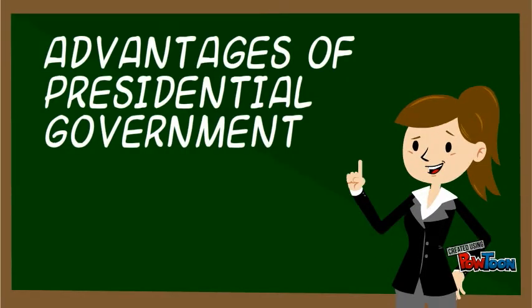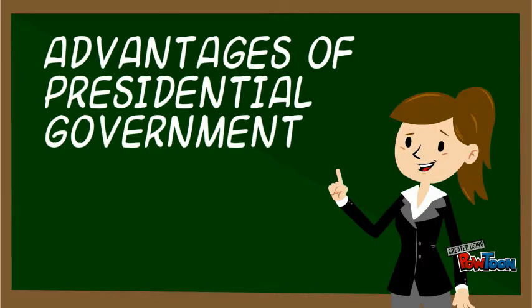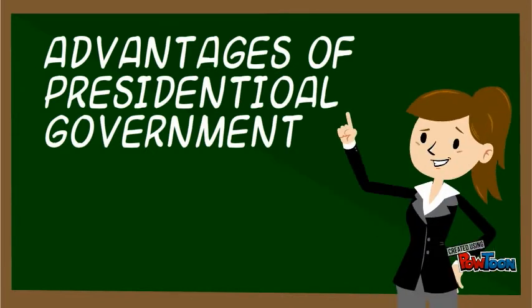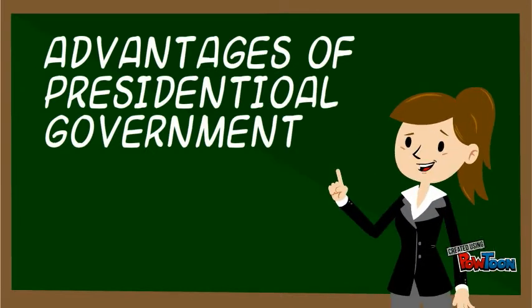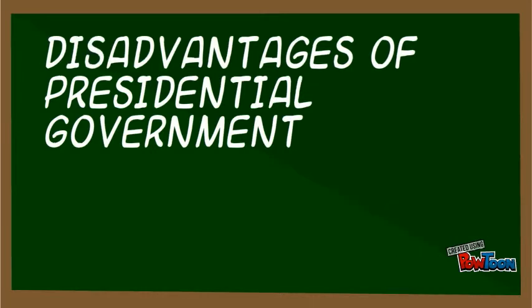Advantages of presidential government. 1. Fixed term of office of the President provides him an ample time and opportunity to pursue consistently public policies. 2. Separation and distribution of governmental powers into 3 separate branches of government. 3. Election of the President by a direct vote of the electorate.